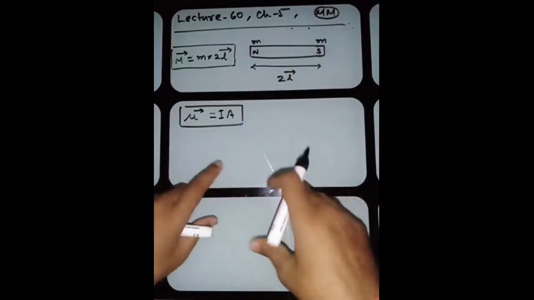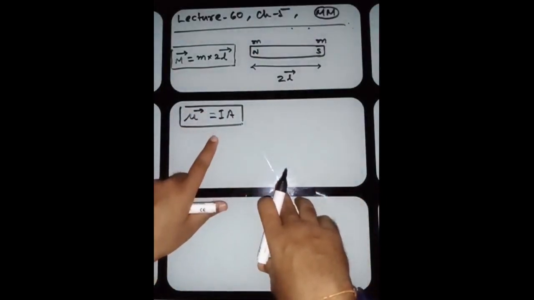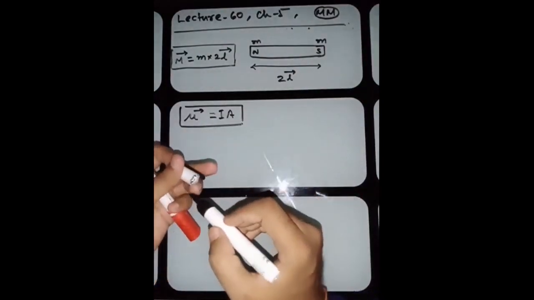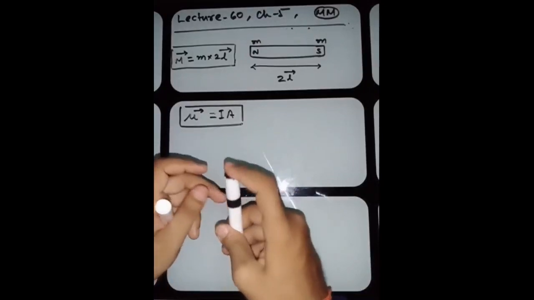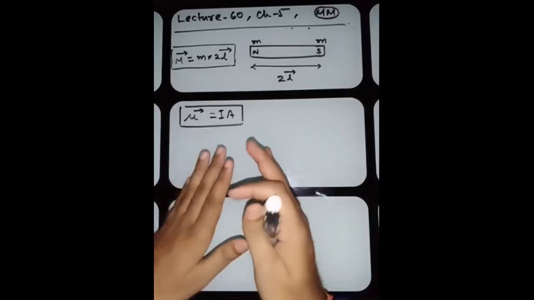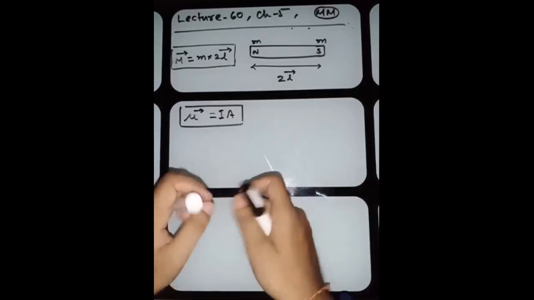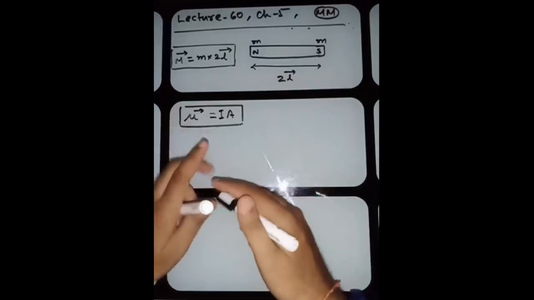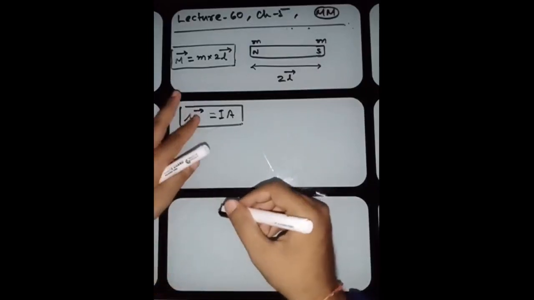A current carrying coil will have the dipole moment I times A. Okay, my dear students, now a bar magnet, remember, a bar magnet itself is a magnetic dipole. Must remember, you can write it in a note point. Now this is the magnitude of the magnetic dipole moment.